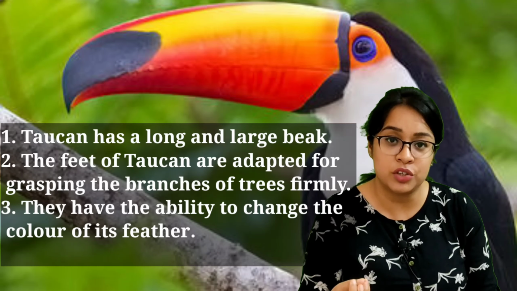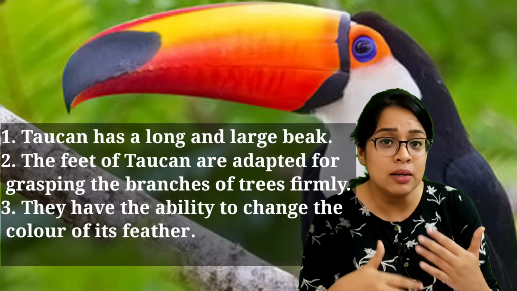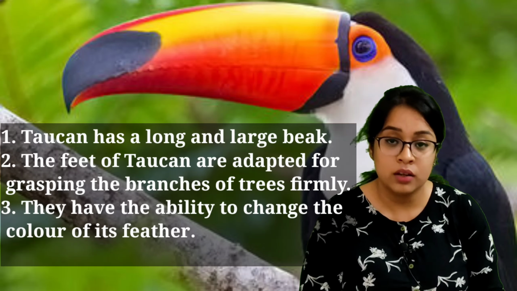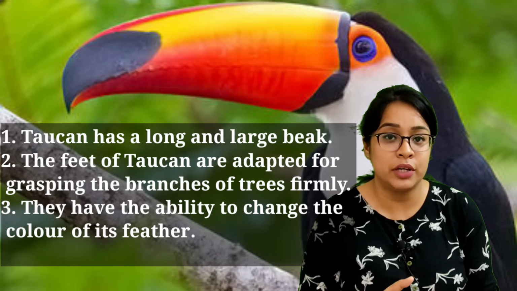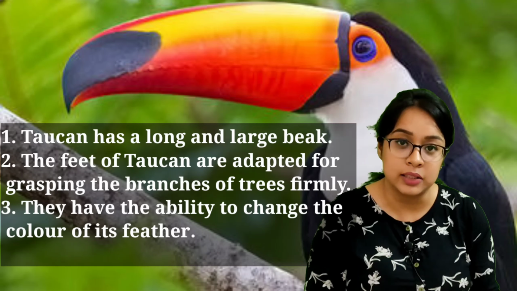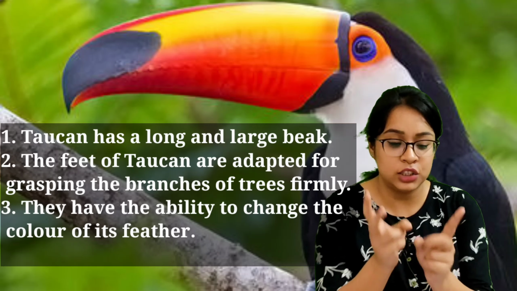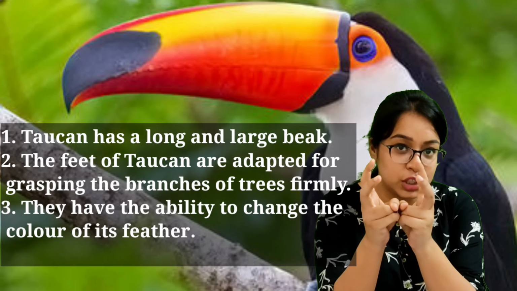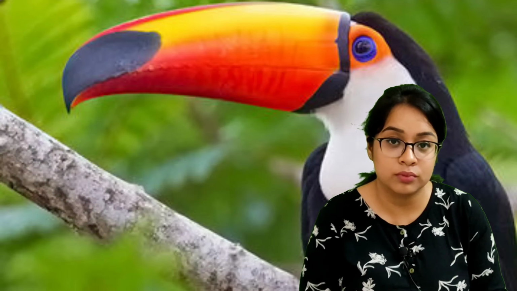Now, one more striking feature is they have different color feathers, and they can blend their feathers and camouflage with the surroundings. Now, in order to hold the branches, they have adapted their feet in that manner so that they can grasp the branches. They have 4 toes. The toes are arranged so that 2 toes are just opposite to each other, which helps the bird to grasp the branch.